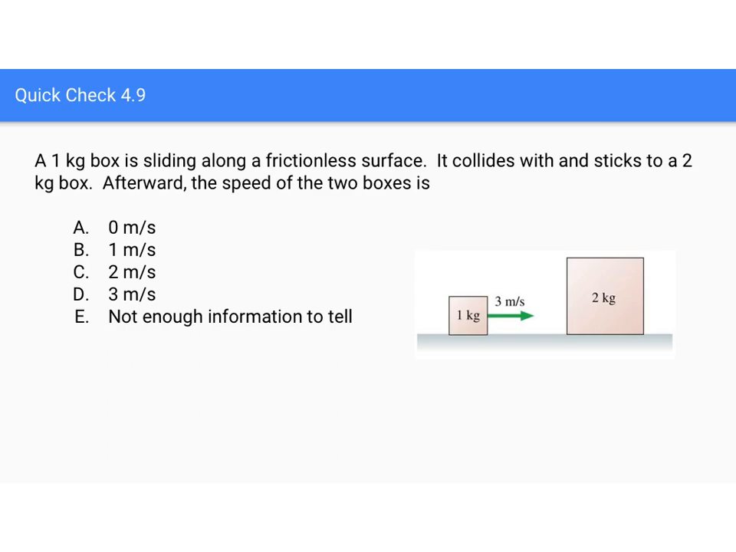Another one, here we have a hit and stick. We'll talk more about collisions as we get one more section into this chapter. It hits and sticks. So it starts with 3 kilogram meters per second, which means that it has to end with 3 kilogram meters per second. However, now it's going to have a mass of 1 kilogram plus 2 kilograms. So it's going to have a total mass of 3 kilograms. So it's only going to move at 1 meter per second.